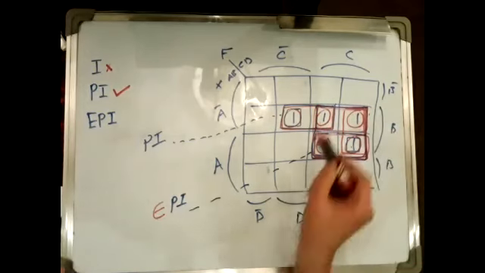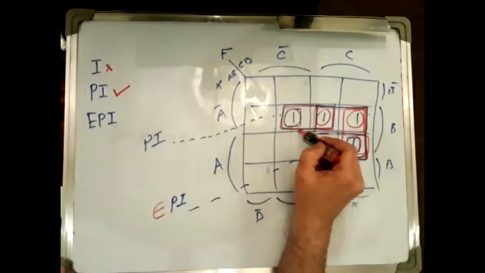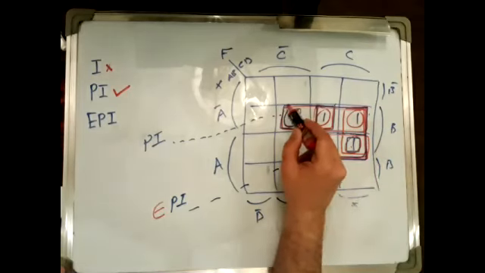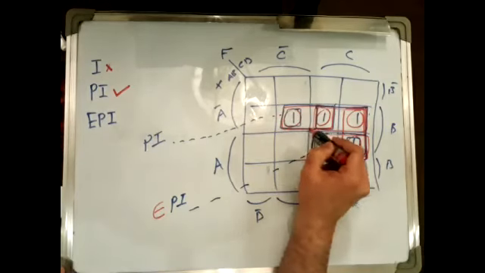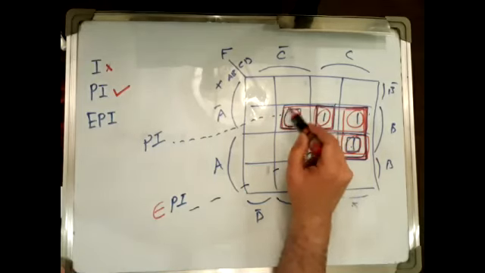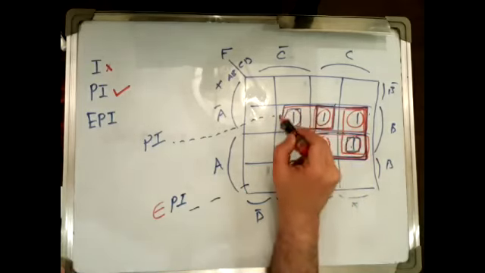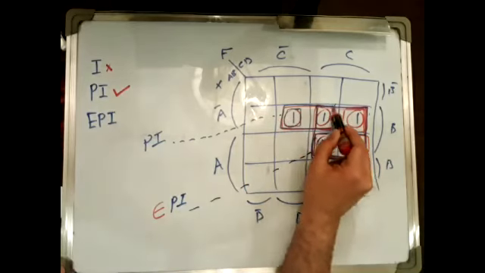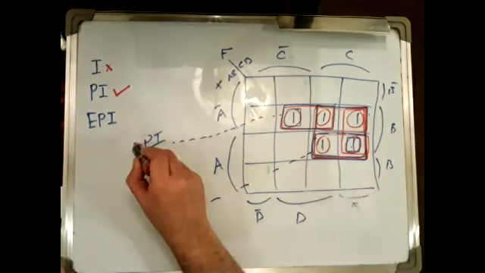The same thing applies here. This is a prime implicant, and at the same time, it is essential because it contains this one, which is only covered by this prime implicant. So this is also an essential prime implicant.